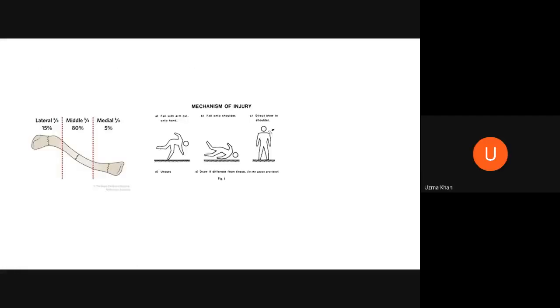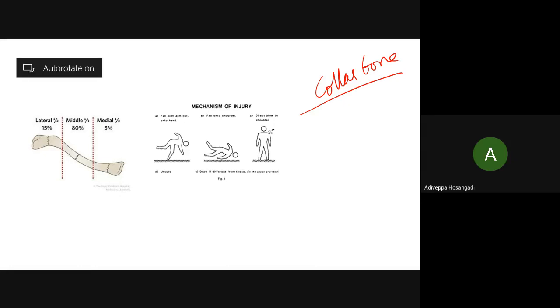Something about clavicle fracture I will highlight today. Clavicle is also called the collar bone. It is the most common fracture both in adults and in birth injury. It is divided into three parts: proximal third, middle third, and lateral third. It is most commonly injured by a fall on an outstretched hand.